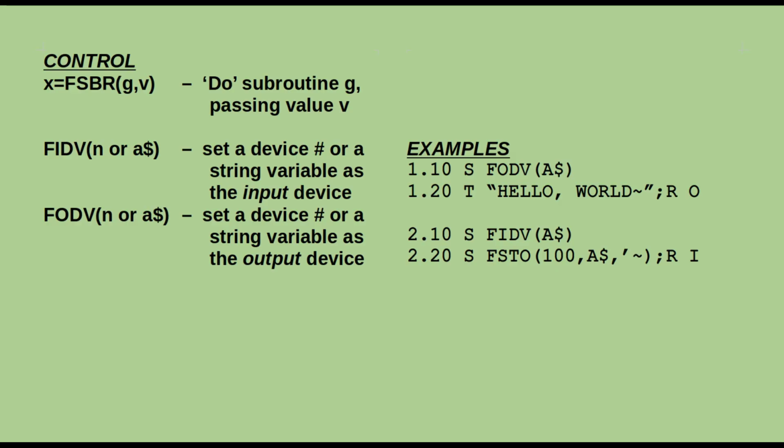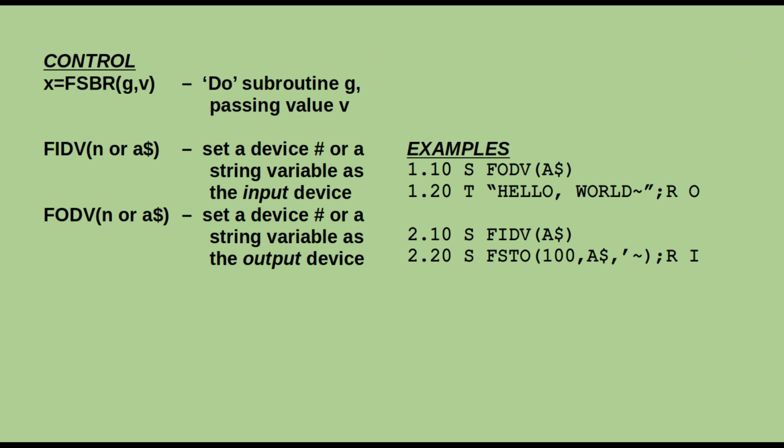We have some control functions that work with the string functions as well. And I put a couple little examples there. But the first control function is jumping to a subroutine. We will go to a group G, pass the value to it. And that's going to come in handy in a second. I'm going to explain why.